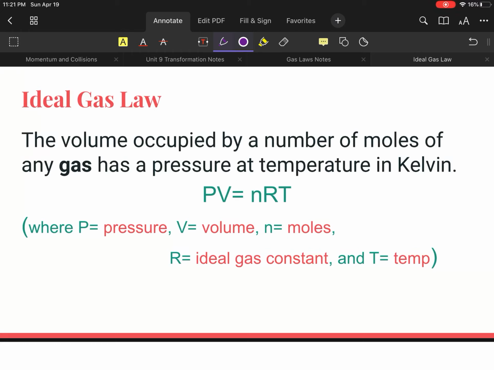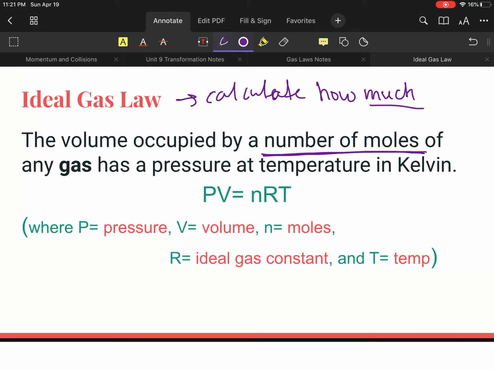So the ideal gas law is basically how we can figure out how much gas is actually there. So we're just looking at the number of moles. Before, with our combined law, we were talking about how the pressure, volume, and temperature can change. With the ideal gas law, it actually lets us calculate how much is there, the amount. So all of our variables stay the same.